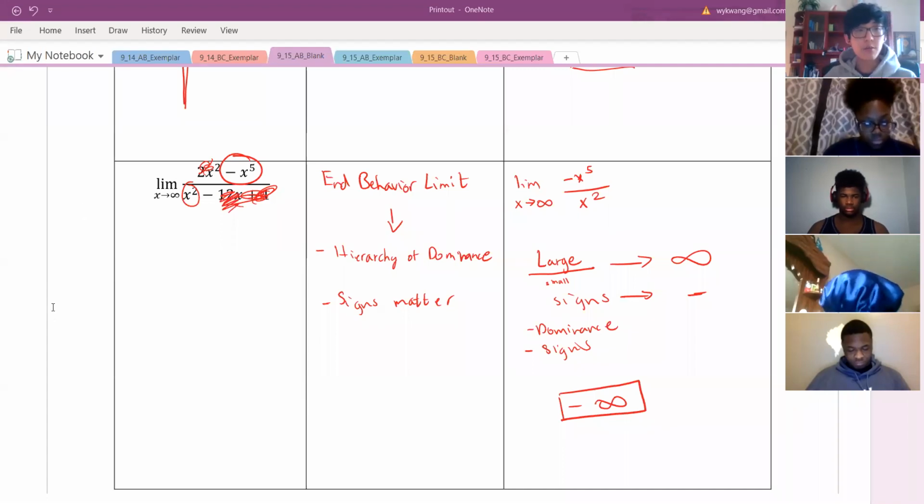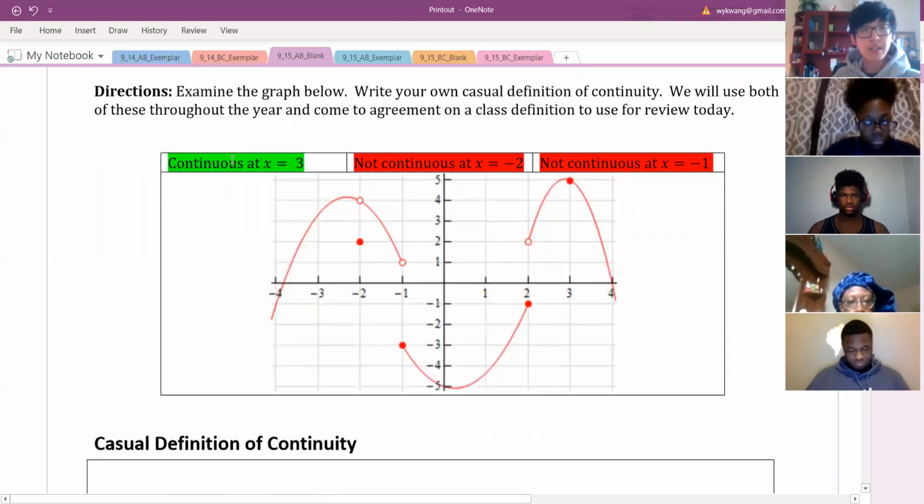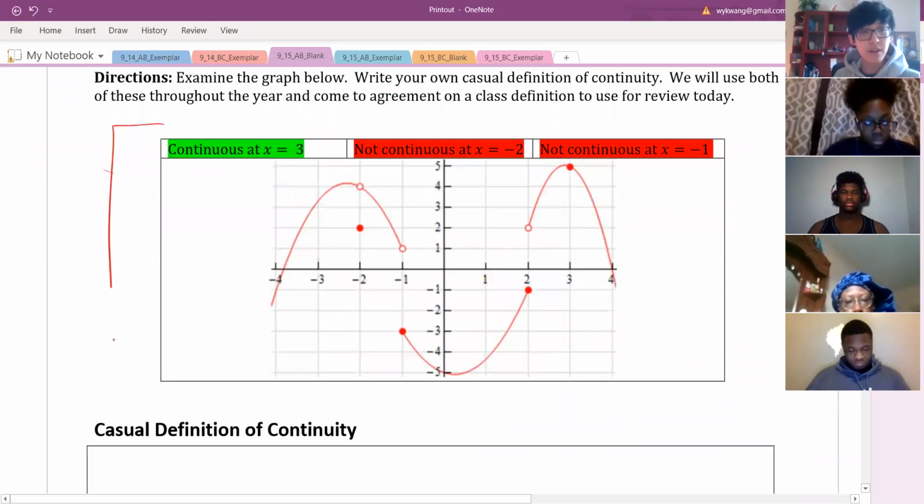Awesome. Okay, so now we're going to move on to the main topic of today's class, which is continuity. And first, we're going to look at it graphically. So this is the main topic of today's class. I will say you don't have to copy this graph in your notes right now. This is mainly for you to look at.